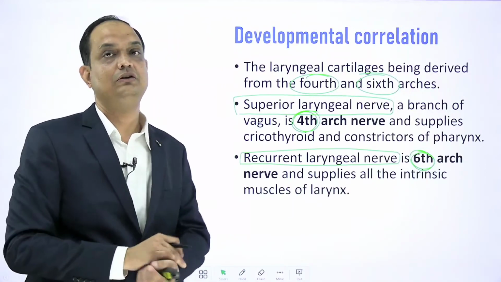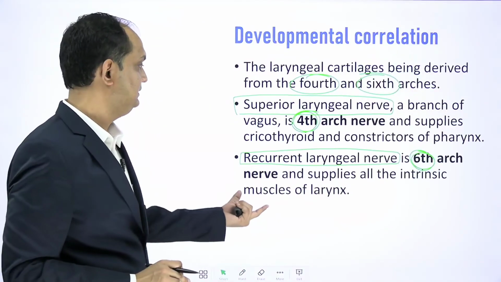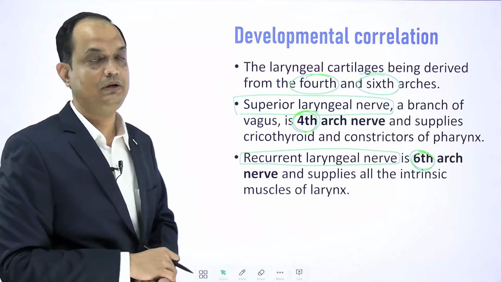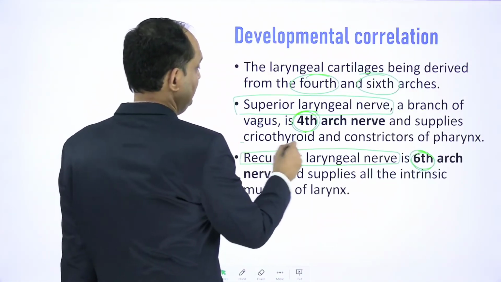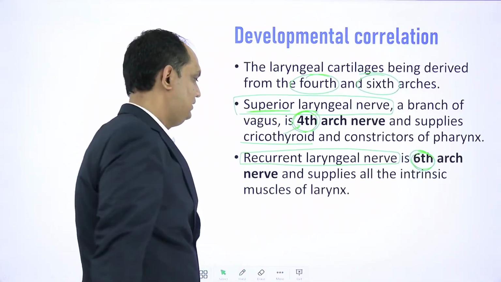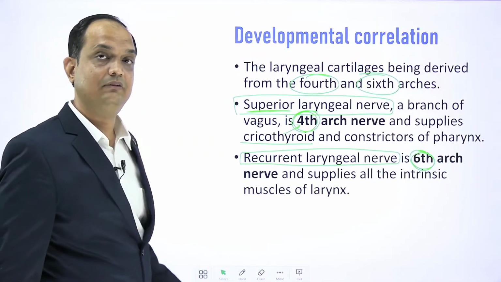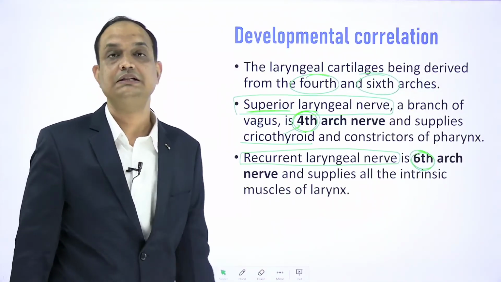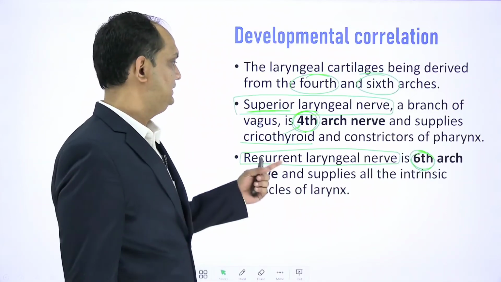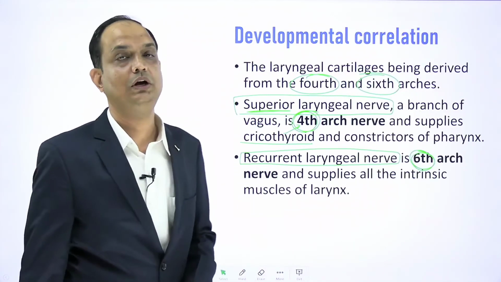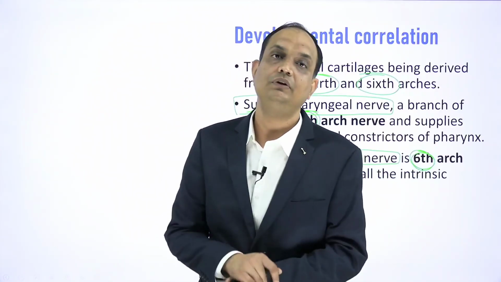Now, it explains why the recurrent laryngeal nerve supplies all the intrinsic muscles and why the superior laryngeal nerve supplies only the cricothyroid. Because the cricothyroid develops from the fourth arch and the fourth arch nerve is the superior laryngeal, while the remaining muscles develop from the sixth arch and the recurrent laryngeal nerve is the nerve of the sixth arch. So this is the important developmental correlation of the nerve supply of the larynx.